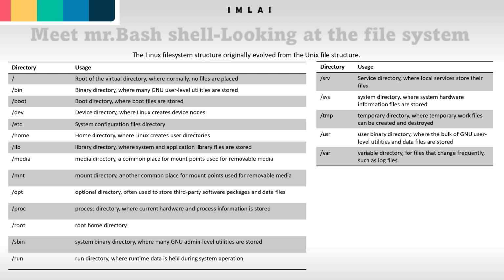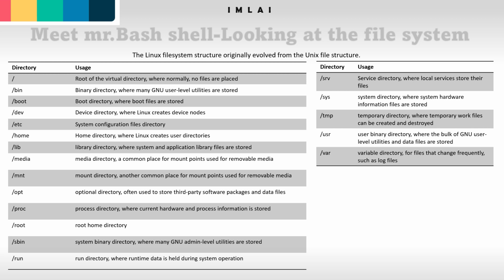Then we have forward slash bin, the binary directory, then boot, the boot directory, then dev, the device directory, then etc, the system configuration files directory, then forward slash home, the home directory, and then lib, the library directory, and media directory, mount directory, opt, the optional directory, proc, the process directory, root, the root home directory, sbin, the system binary directory, and then run directory, srv, the service directory, sys, the system directory, tmp, the temporary directory, usr, the user binary directory, and var, the variable directory. The last five are very important for deployment purposes.